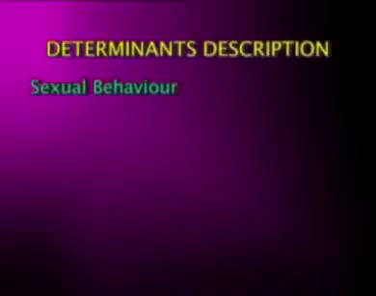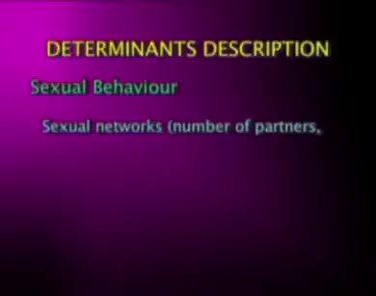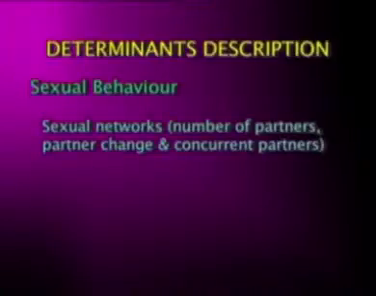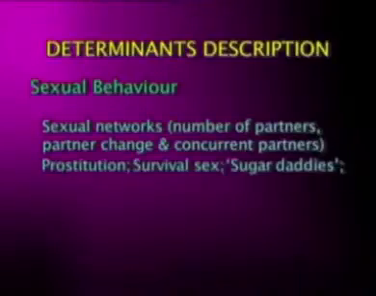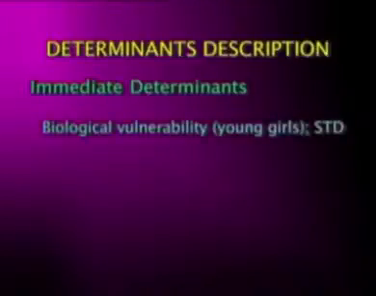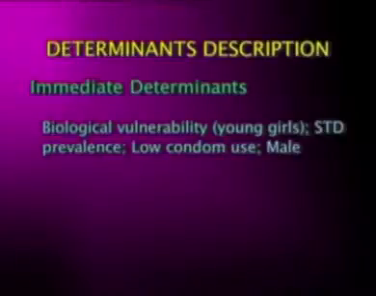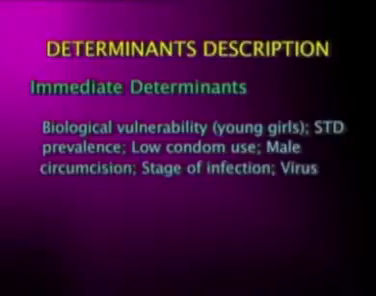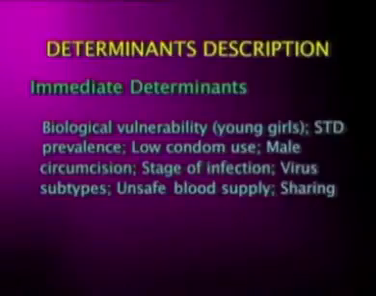We know that sexual behavior also determines many things: the sexual networks, the number of partners, partner change and concurrent partners, prostitution, survival sex, and sugar daddies as they are usually called. Then the immediate determinants of such vulnerability are biologically vulnerable young girls, STD prevalence, low condom use, male circumcision, stage of infection, virus subtypes, unsafe blood supply, and sharing of needles. These are a few more causes.